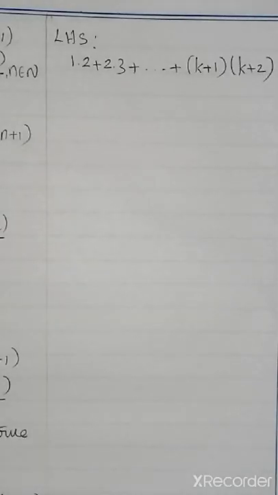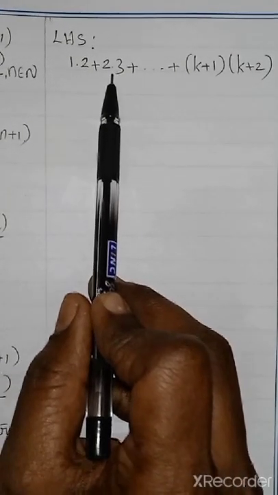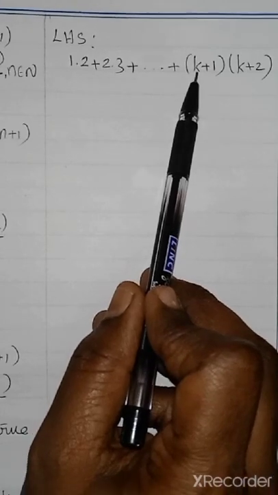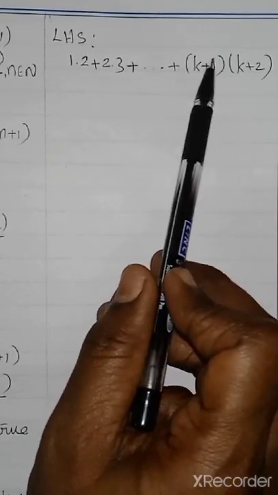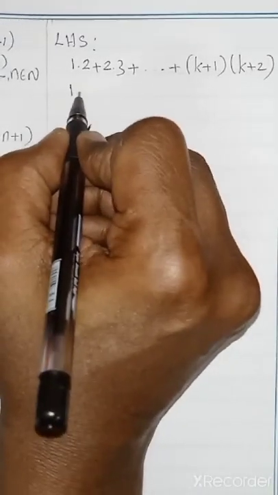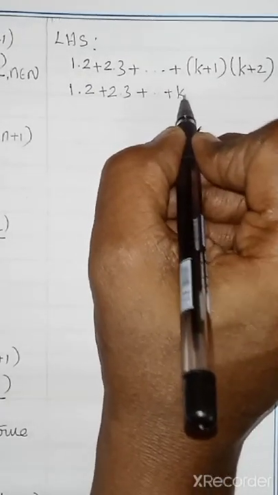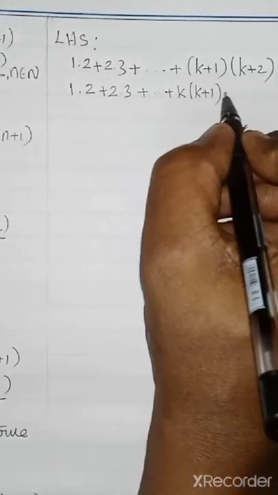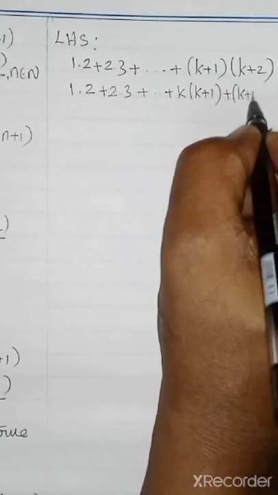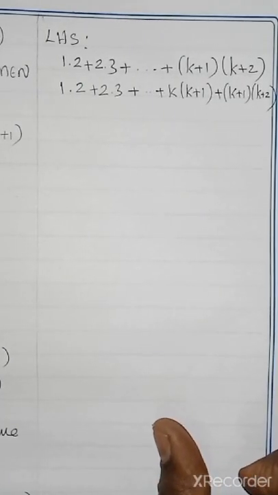So we can take our left hand side. What is your left hand side? 1.2, 2.3 etc. up to k plus 1, k plus 2. After that, what do we have to do? We have to take the previous term. So how can we write 1.2, 2.3 etc. up to the previous term? It will be k plus 1 plus k plus 1 k plus 2. Correct? K plus 1 k plus 2.